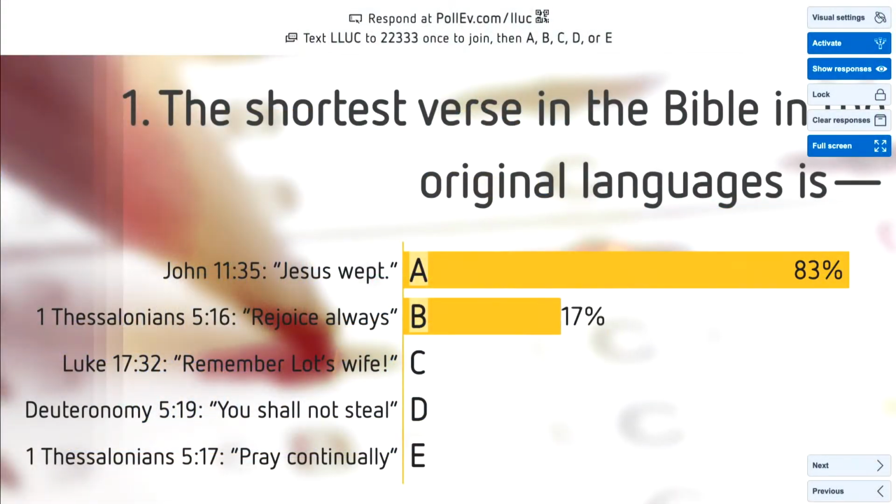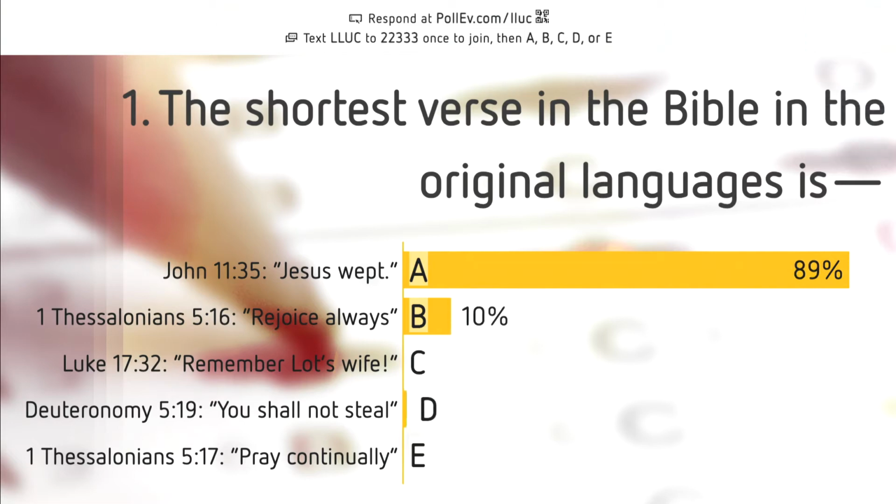Here we go. Question number 1. Are we ready upstairs? We've had some challenges with our computer getting a little frozen up. Here we go. The shortest verse in the Bible in the original languages is John 11:35, 1 Thessalonians 5:16, Luke 17:32, Deuteronomy 5:19, or 1 Thessalonians 5:17, each of which is obviously very short in the English. So in the original language, which is the shortest?